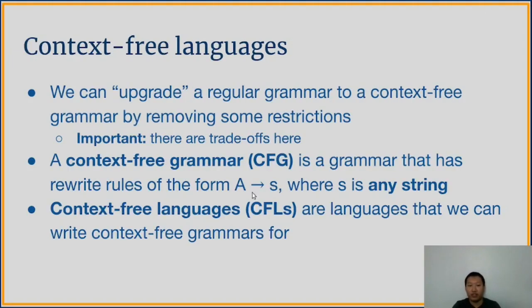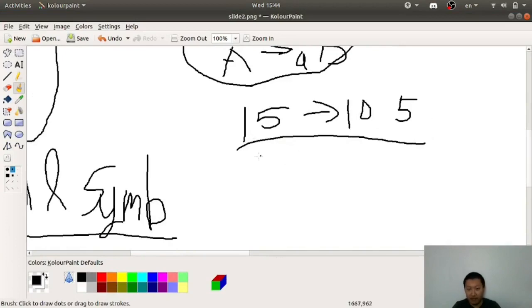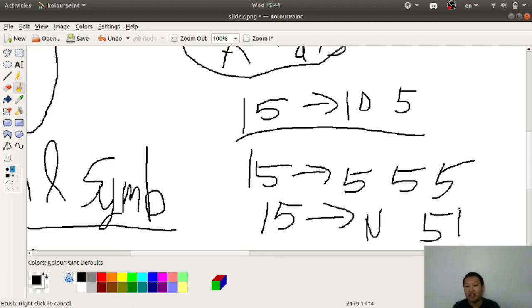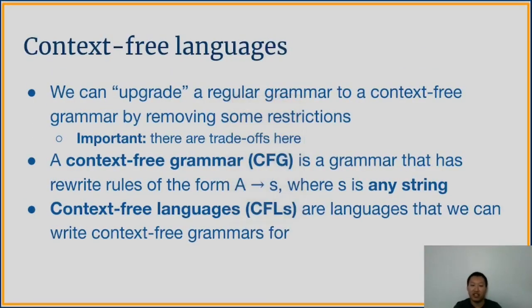For the context-free grammars, we scrap that and we can say the rewrite rule will be of the form A goes to any string. So we can consider 15 goes to 10 and 5, 15 goes to 5, 5, 5, 15 goes to n, 5, n, 0. All of these are now valid rewrite rules in our language. And that allows us to model a much larger class of languages. And we're going to call these languages the context-free languages. So any language that we can write a context-free grammar for, we're going to call it a context-free language.